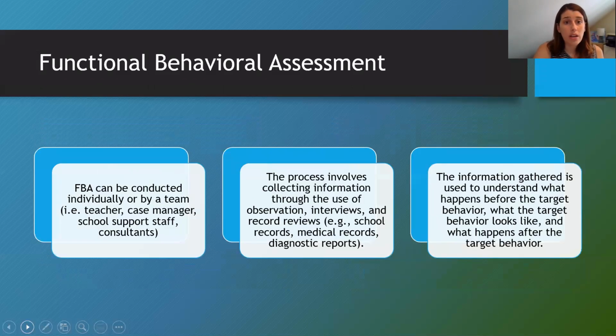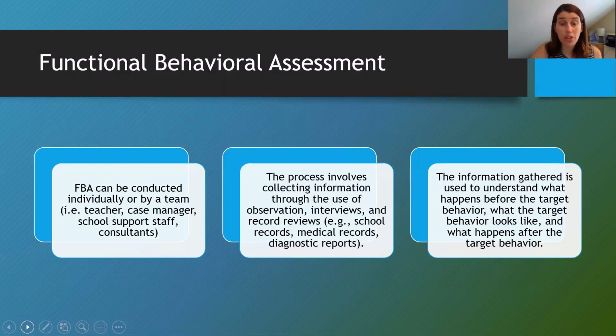So after I do observations, I can determine why behaviors are occurring, hopefully. Sometimes it's just hypothesis, but a lot of times I can determine what the function of the behavior is, and then we can go from there. FBAs can be conducted individually or by a team. So typically I will take the lead on authoring the document, but I definitely need help with data collection from teachers or support staff, paraprofessionals, behavior techs, whoever is going to collect your data.